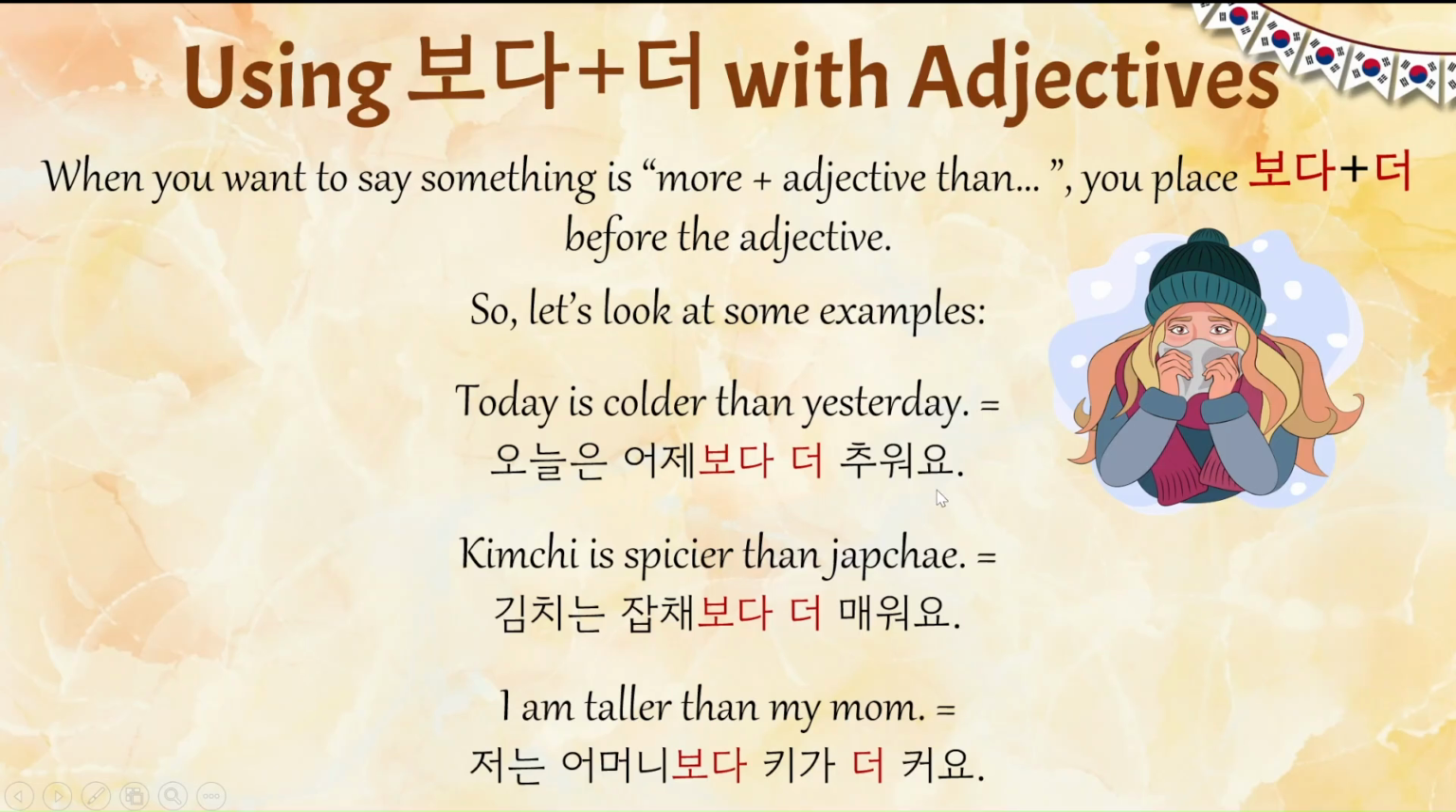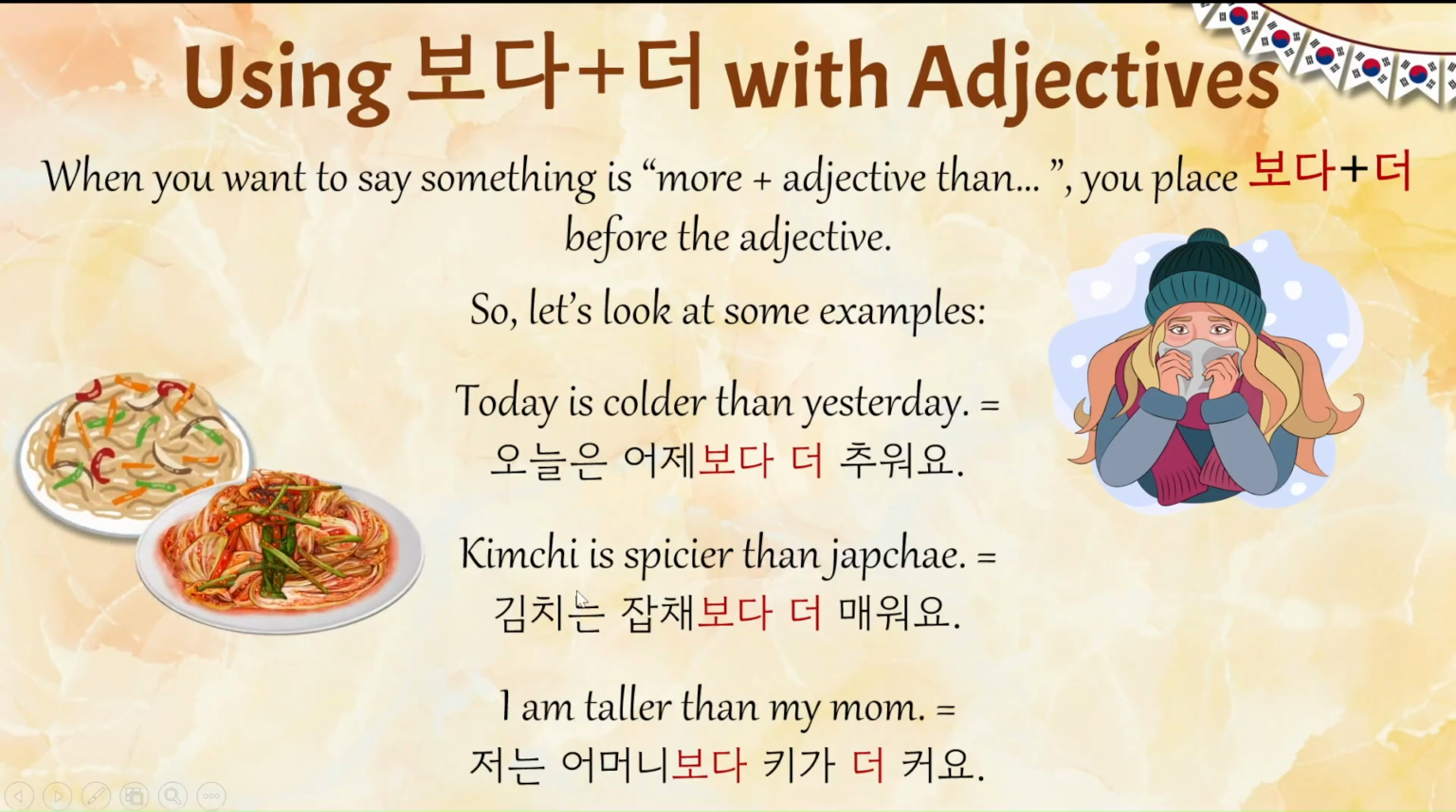This is how you frame the sentence. Okay? You see the thing you're comparing with. Here you're comparing today with yesterday. And so 보다 is attached to 어제, which means yesterday. Now you have to say more than. You use 더 for that. It becomes 어제보다 더. Okay?